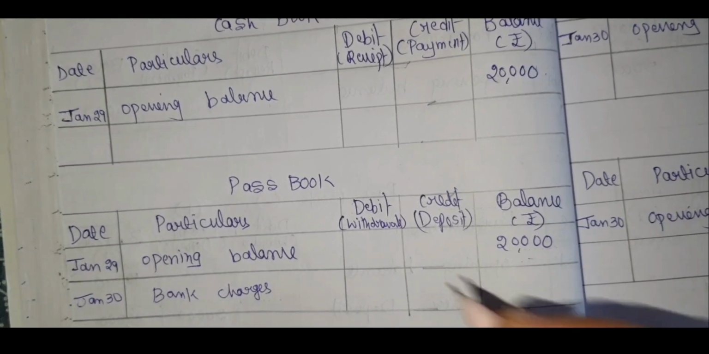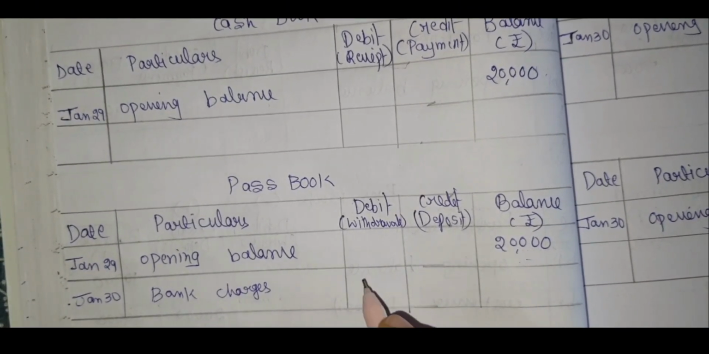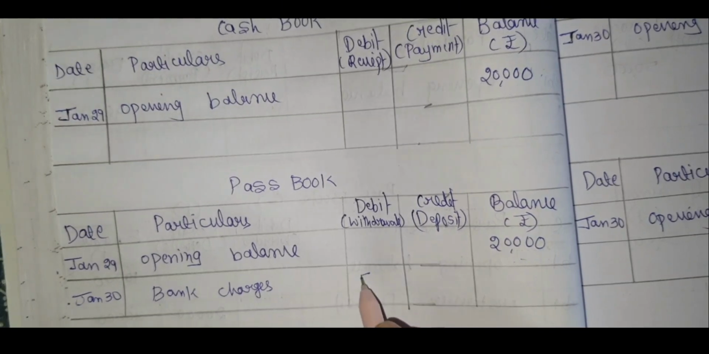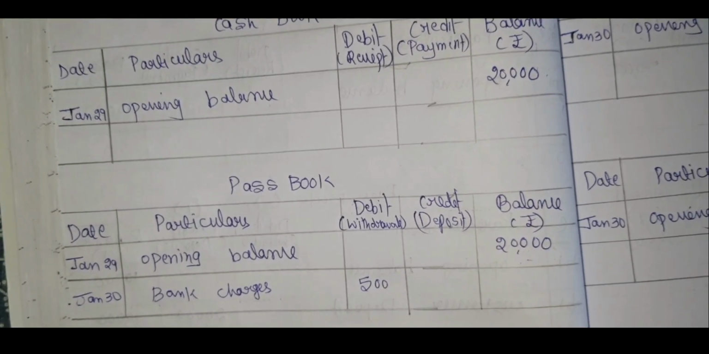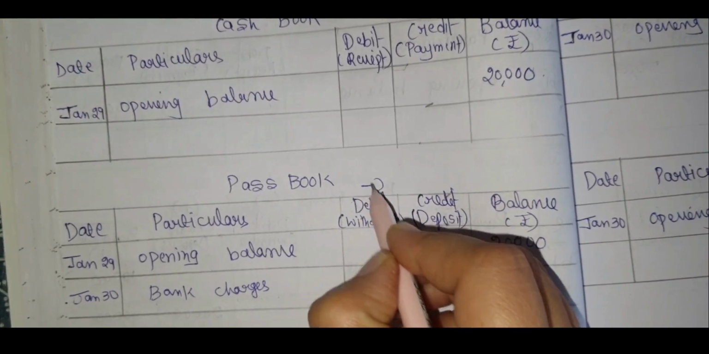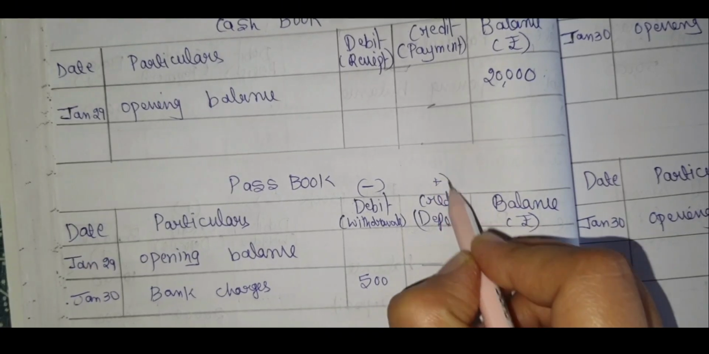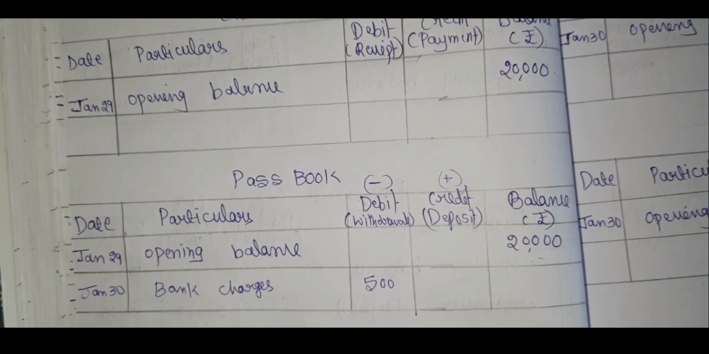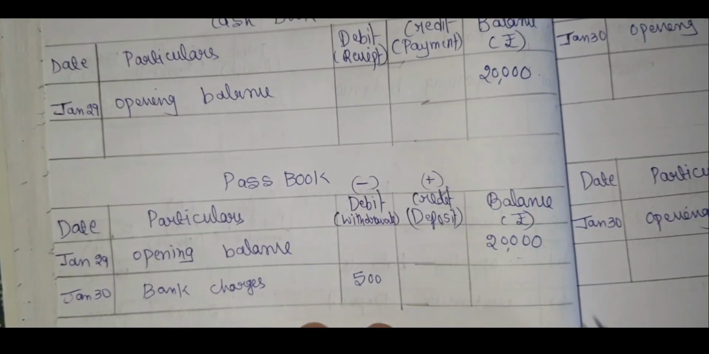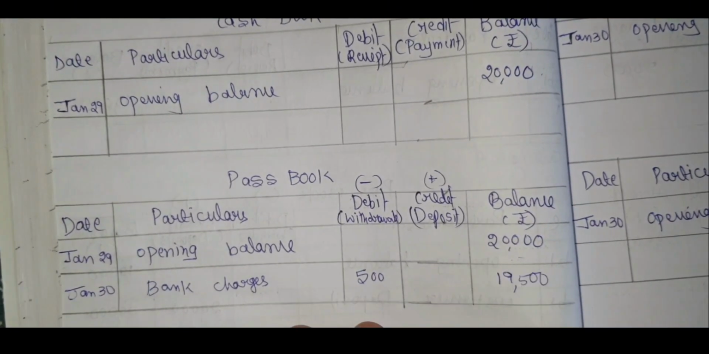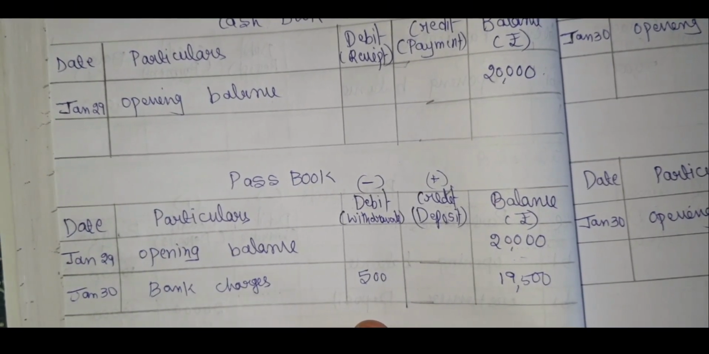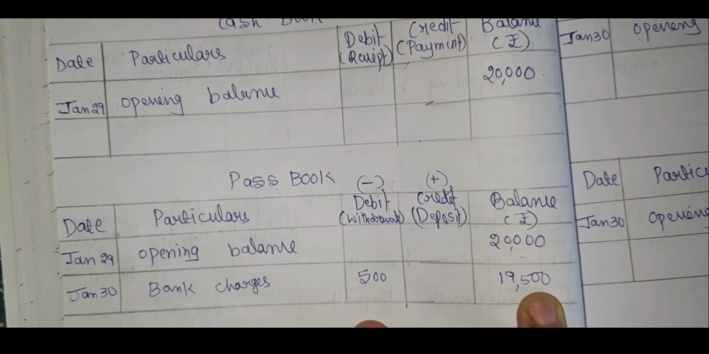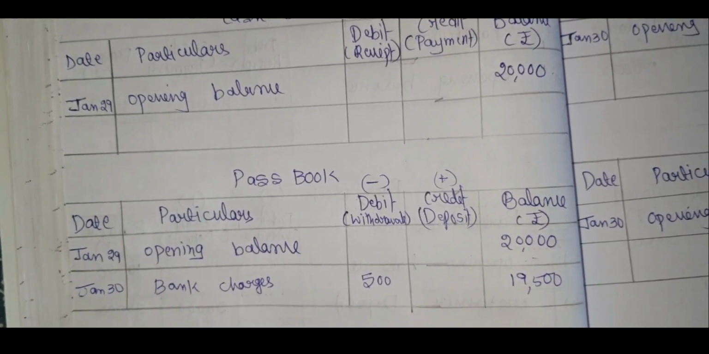Bank charges, how much? That is rupees 500. It comes under withdrawal, meaning the debit side, that is rupees 500. All the withdrawals we need to deduct, all the deposits we need to add. Here the bank deducts rupees 500. So the bank balance is rupees 19,500.